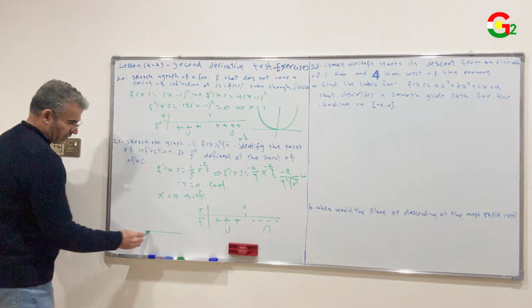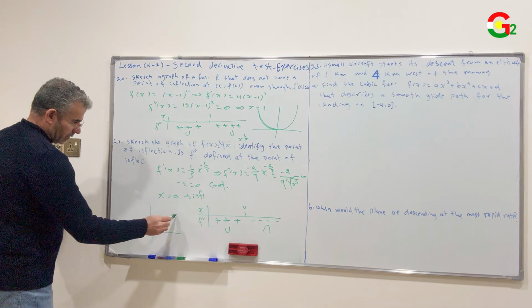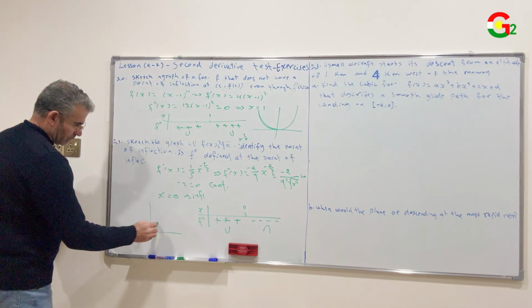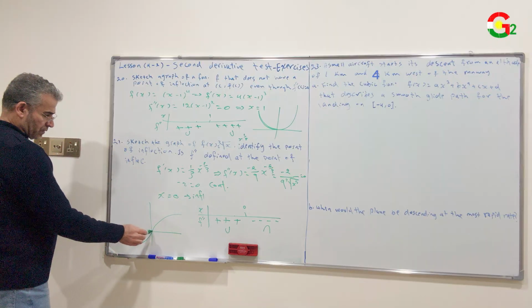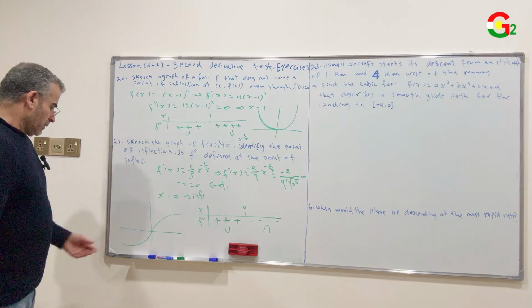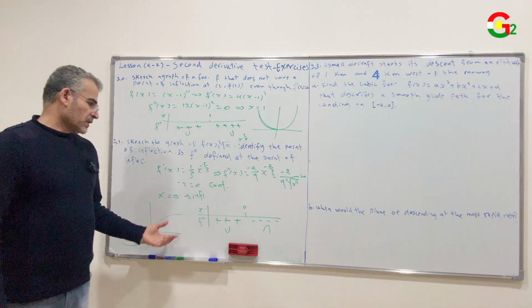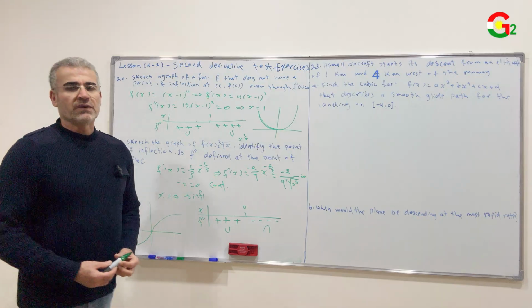The graph of this function takes this shape. Before 0, the graph is concave up. After 0, the graph is concave down.